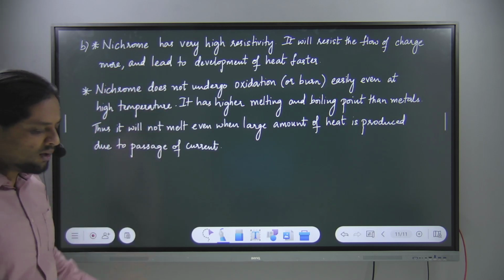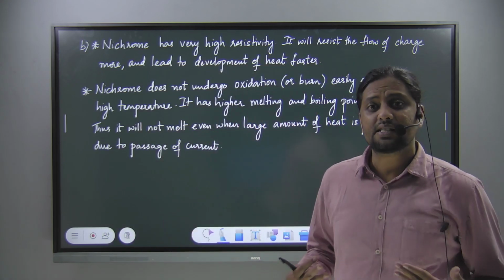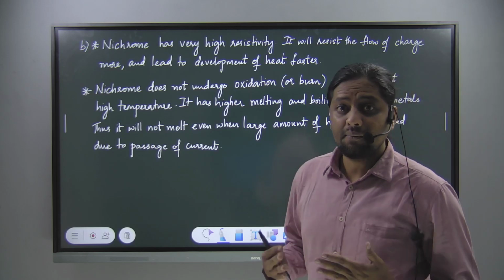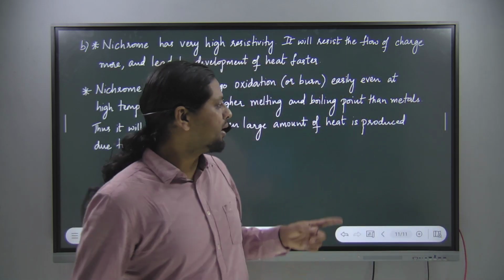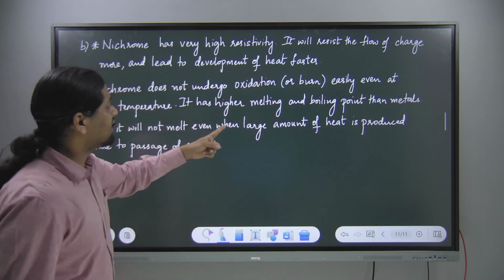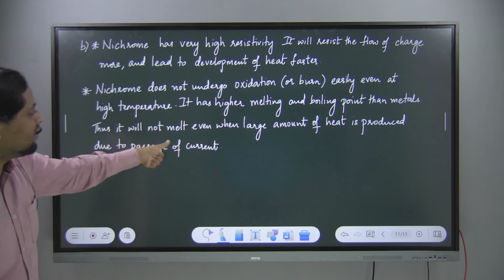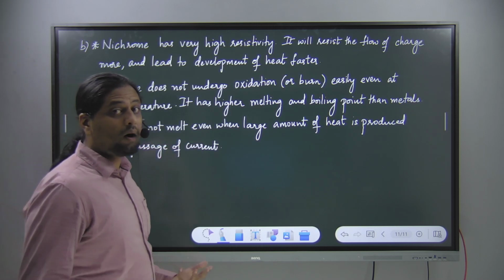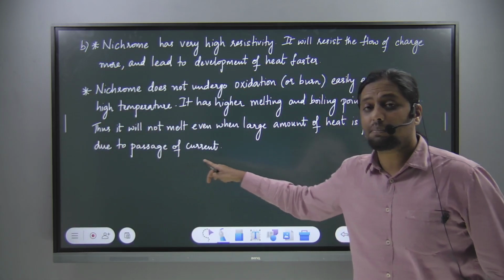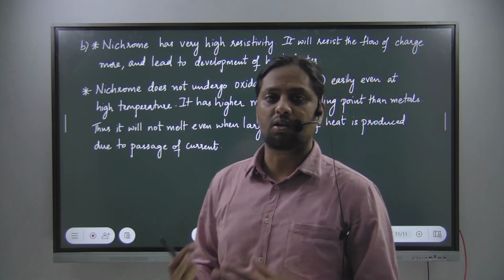Second advantage ಏನು? Nichrome will not undergo oxidation, or it will not burn very easily. ಯಾಕೆ burn ಆಗಲ್ಲ? Because nichrome alloy has high melting and boiling point compared to the metals. That's why we are using nichrome alloy. It has high melting and boiling point. Thus, because it has high melting and boiling point, it will not melt even when large amount of current is being passed. When large amount of heat is produced due to the passage of current, tumba heat produce ಆದ್ರೂ due to the passage of current, it is not going to melt.